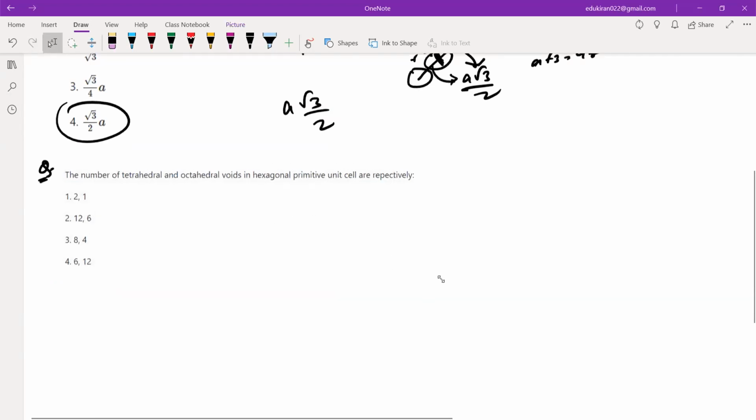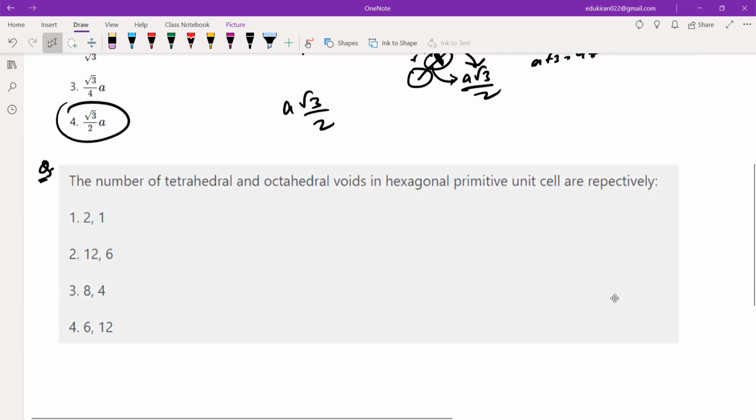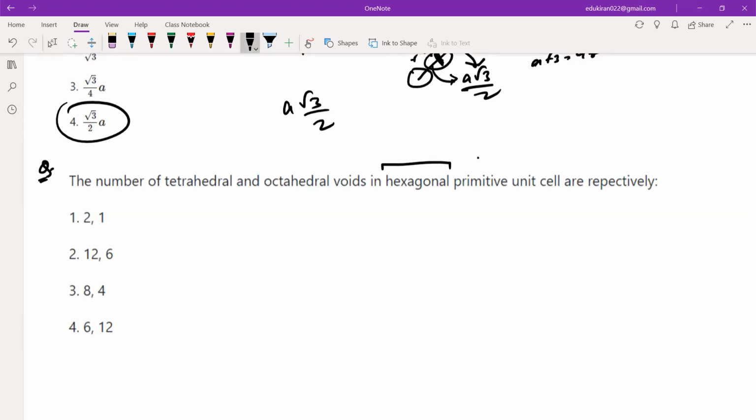The number of octahedral and tetrahedral voids in HCP, the hexagonal unit cell. In a hexagonal unit cell, what is the number of tetrahedral and octahedral voids? Now this question is recent only. This came in 2021. So 6 and 12, option number 4. Sorry, it will be 12 and 6. Yeah, mistake. So this was recent only, like in the past year also this came. What will be the number of tetrahedral and octahedral voids?